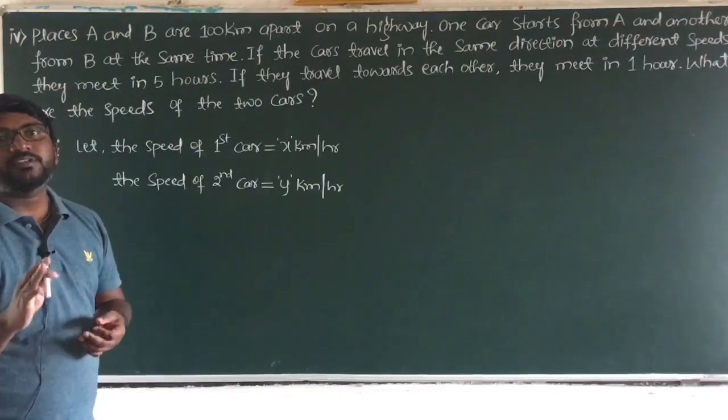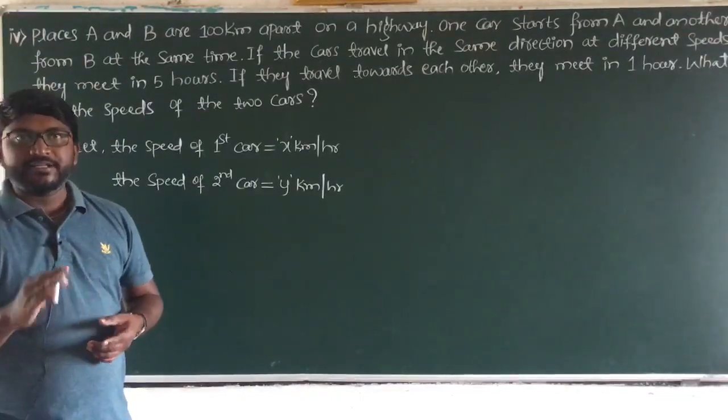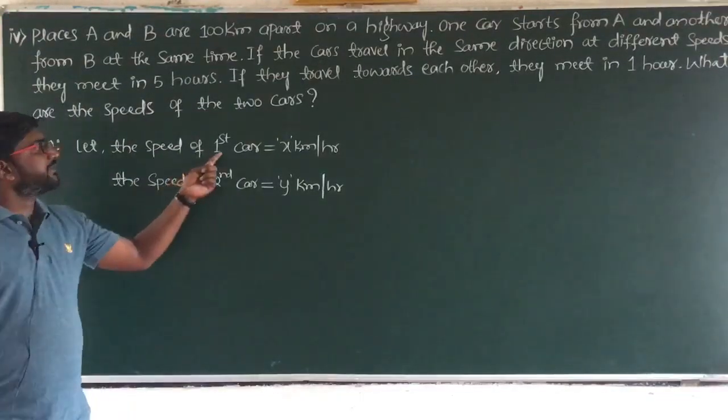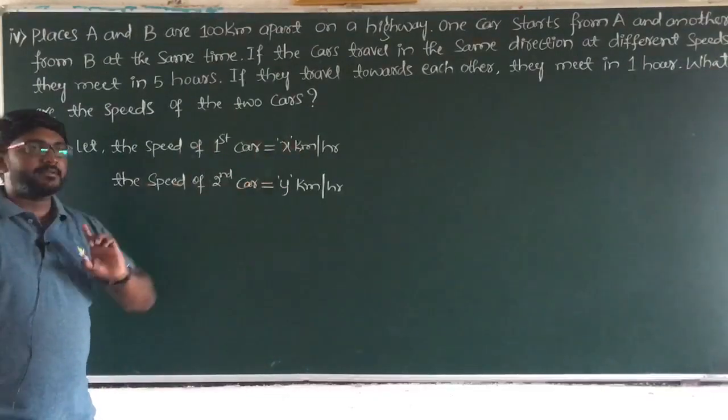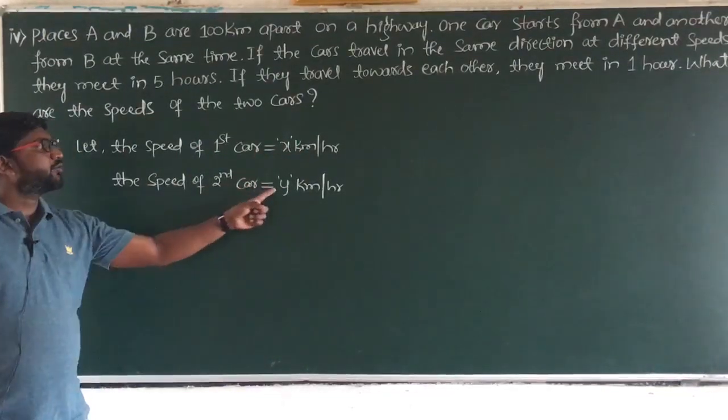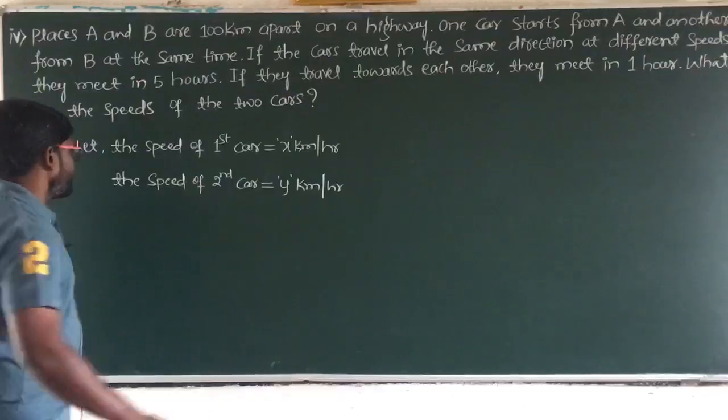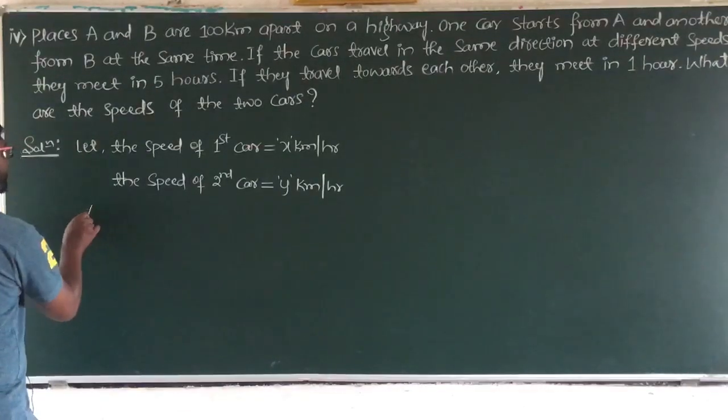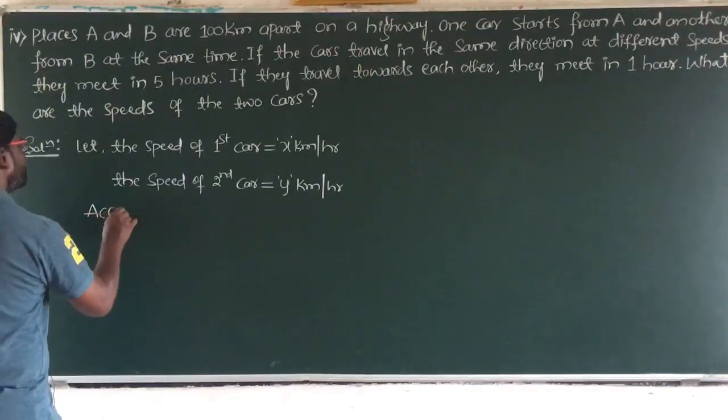Here we don't know the speeds of both the cars. So that is why I have taken the speed of the first car equal to x km per hour and the speed of the second car equal to y km per hour. So now we have to go according to the question.